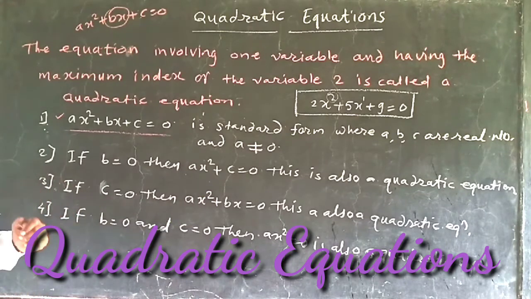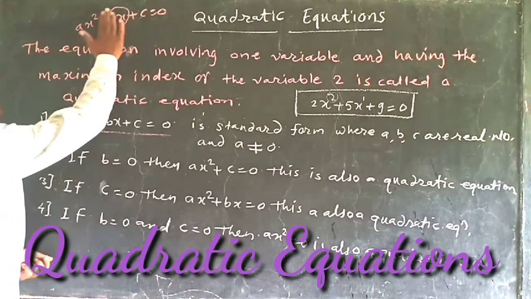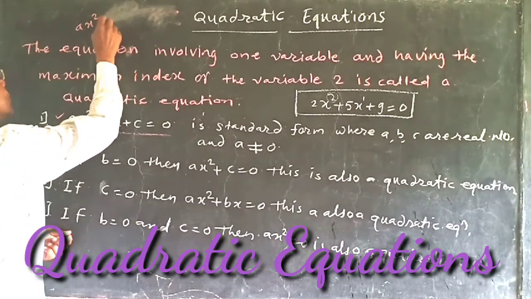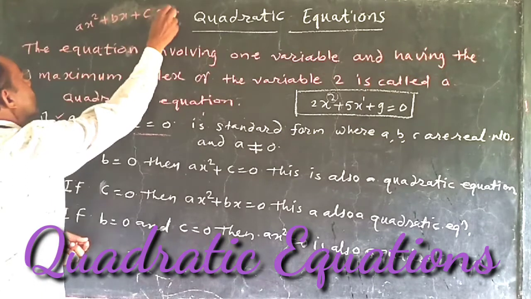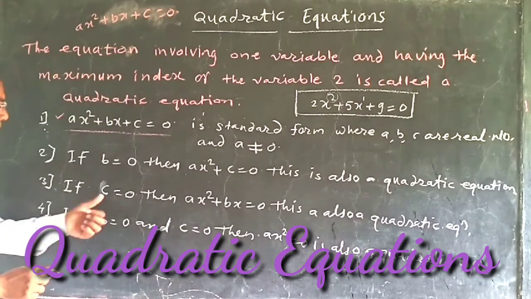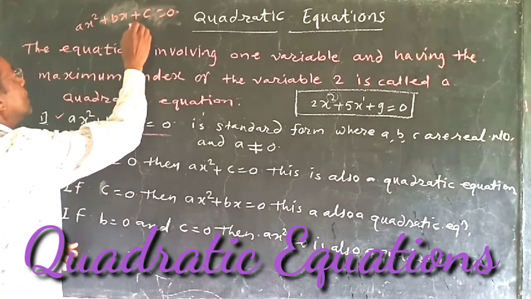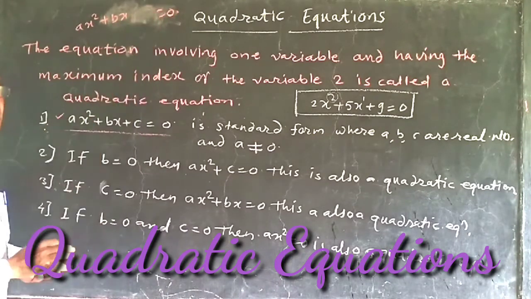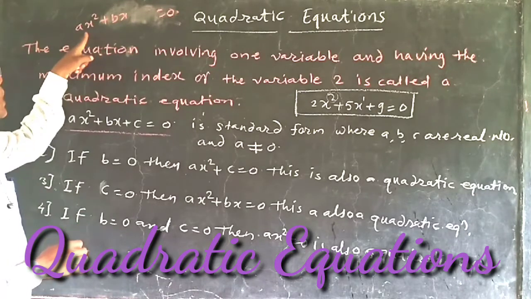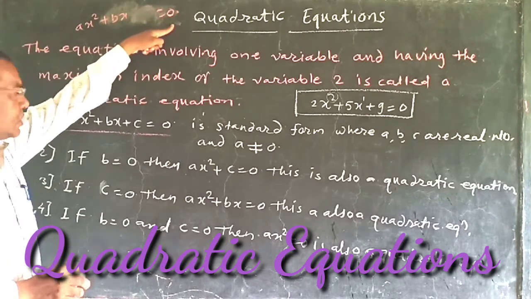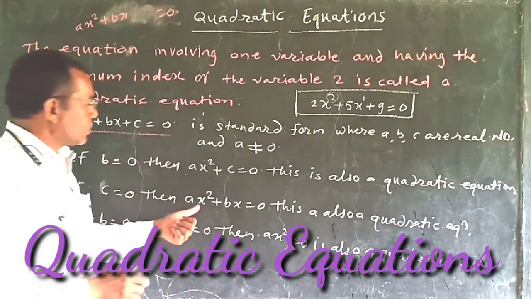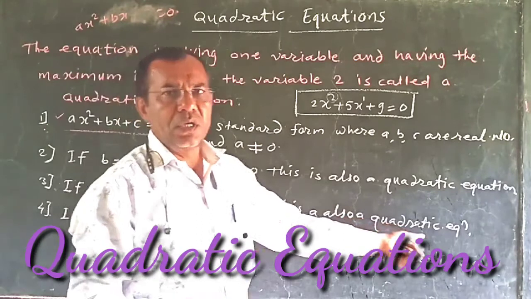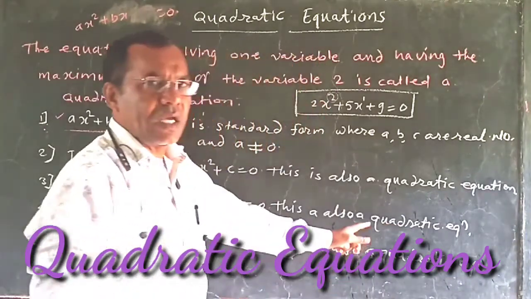And if c is equal to 0, then ax square plus bx plus c is equal to 0, the standard form, becomes 0 for c. And what remains here? ax square plus bx is equal to 0. Here c is equal to 0. ax square plus bx is equal to 0. This is also a quadratic equation.